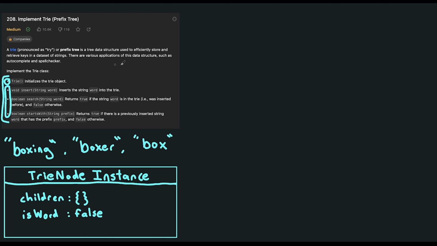Okay. So first thing we'll do is jump through each of these. We'll go through them one by one. That's what we'll do. So let's start with initializing the trie object. Initializing a trie object is essentially the same as initializing any other tree. So you start with a root node.